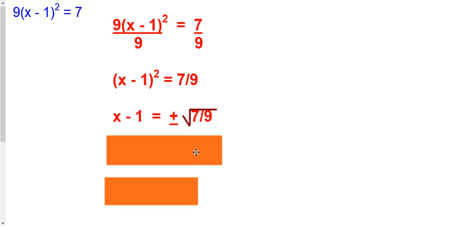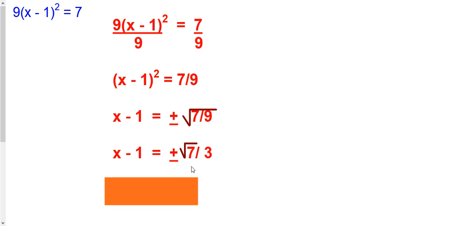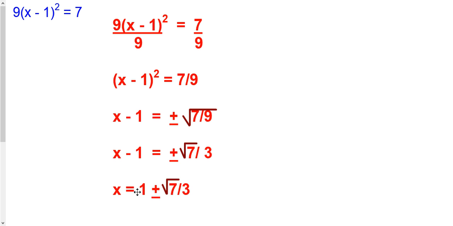So you'd have to take the square root of the top over the square root of the bottom. The square root of the top is root 7. The square root of the 9 on the bottom is 3. Then we just have to get x by itself by adding 1 to both sides. So we'd have 1 plus or minus the square root of 7 over 3.